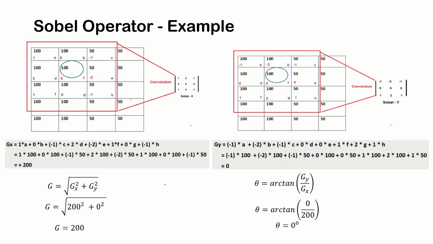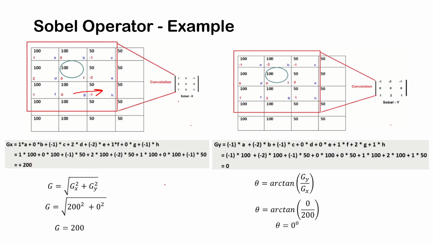We have an image here. You can see this is 100 all the way, and then the next one is 50. So this is a darker version and this is a lighter version. There is a gradient here. You can see a jump, a ramp from here to here. So we can say this is a gradient from this side to the other side, in the x direction. Let's try to calculate one pixel here.